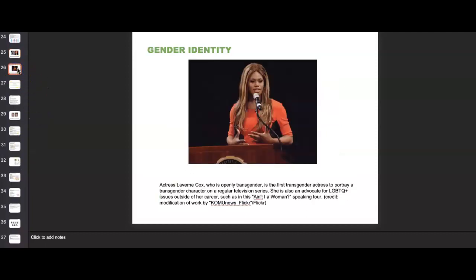One more commonly known example from today is actress Laverne Cox. They are openly transgender, and she is the first transgender actress to portray a transgender character on a regular television series, Orange Is the New Black. She's also an advocate for LGBTQ+ issues outside of her career, such as in the Ain't I a Woman speaking tour.